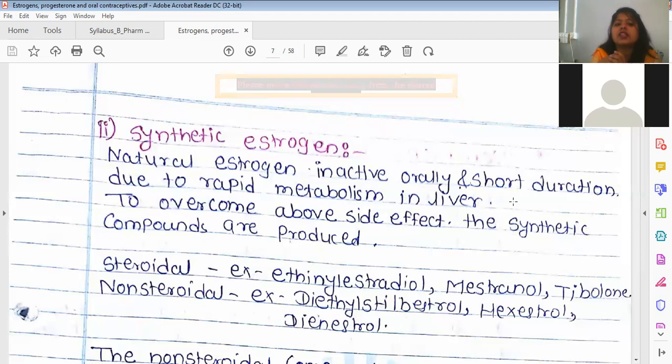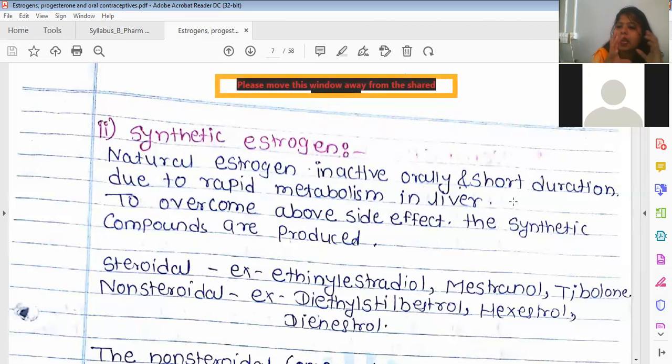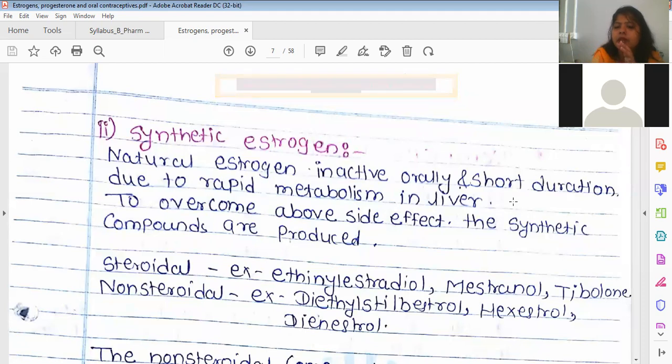Then what is the synthetic estrogen? Natural estrogen gets inactivated orally. म्हणजे जर एखाद्या एनिमल मधलं इस्ट्रोजन आपण आयसोलेट केलं आणि आयसोलेट केलेलं इस्ट्रोजन एखाद्या ह्युमन बिंगला दिलं ओरली, then it will get inactivated by the mechanism of the stomach and the pH of the stomach. And if it is given by the injection route, then it will have a shorter duration of action, and it will get metabolized inside the liver. To overcome this side effect, the synthetic components are produced.